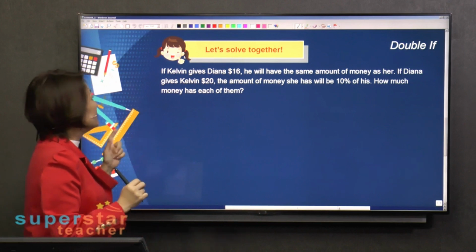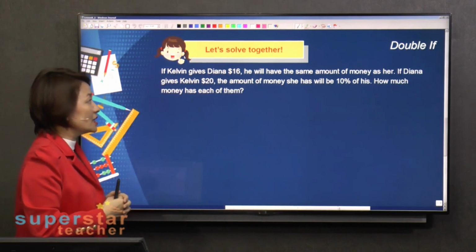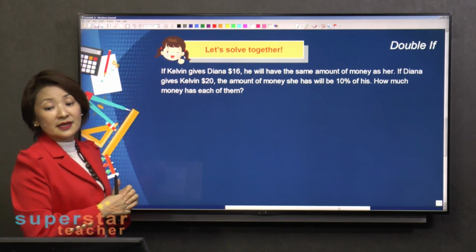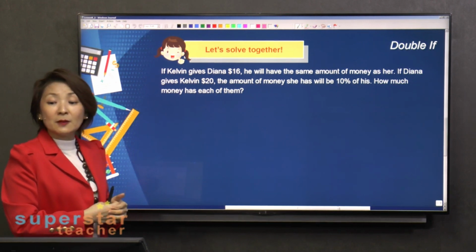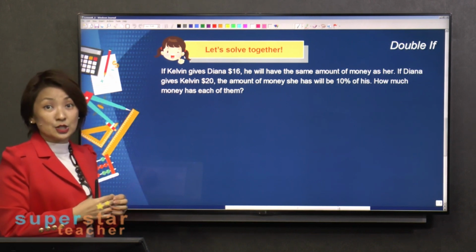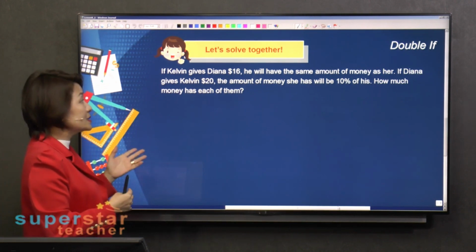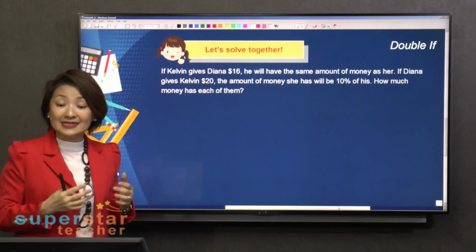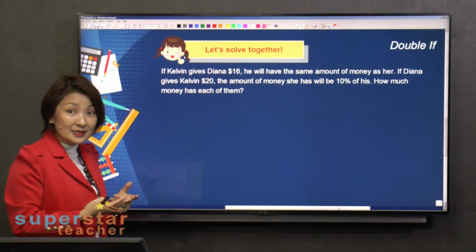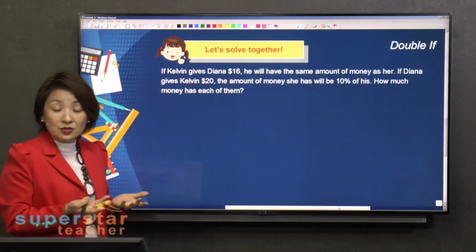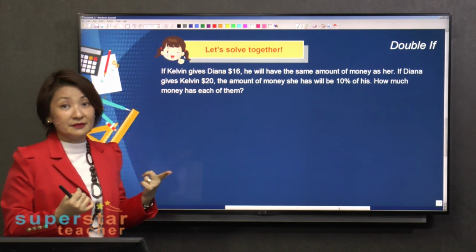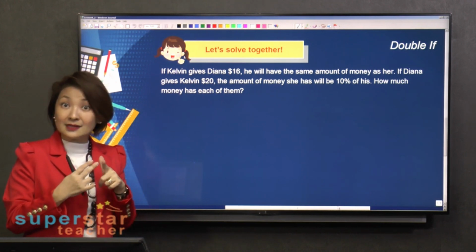So if Kelvin gives Diana $16, he will have the same amount of money as her. If Diana gives Kelvin $20, the amount of money she has will be 10% of his. How much money has each of them? In this question, how much money has each of them? How many answers am I expecting? Am I expecting one answer? That means Kelvin and Diana have the same amount? Or am I expecting two answers? Kelvin and Diana. That will be two answers actually.